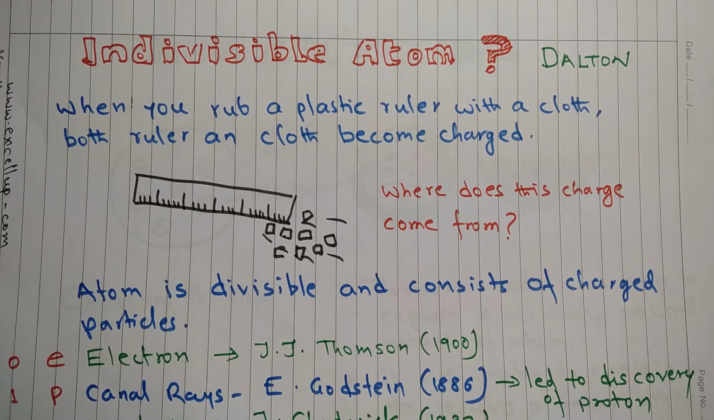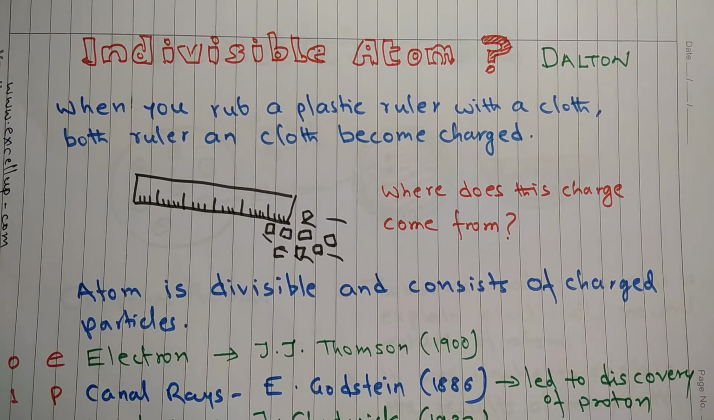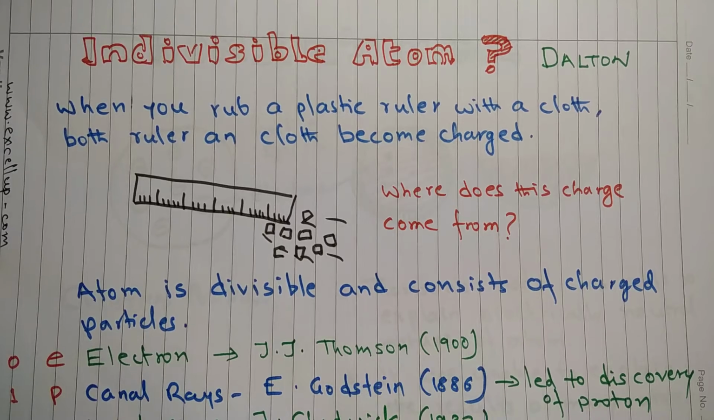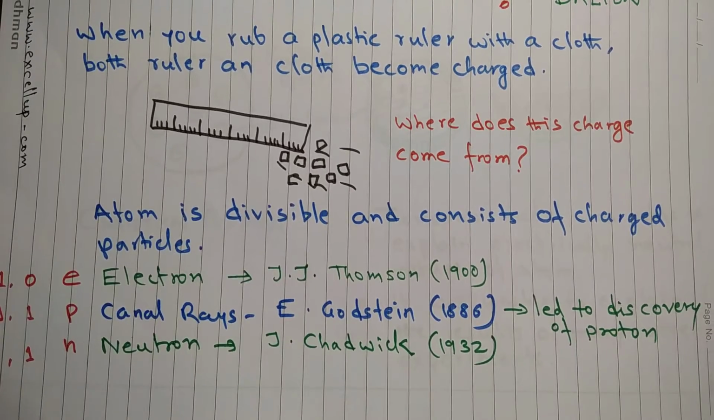So a question comes: where does this charge come from? These charges come because atom is divisible and it consists of some charged particles. So let us see what are these charged particles. They are electrons, protons and neutrons.